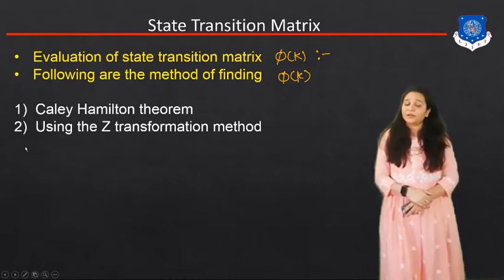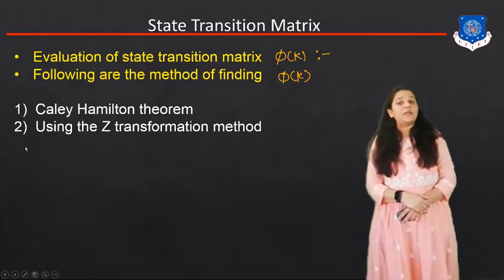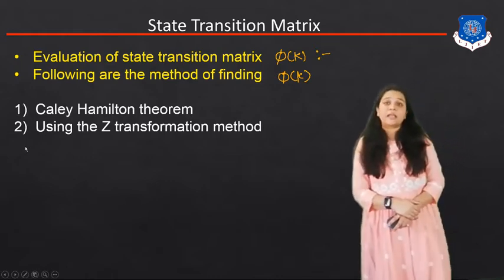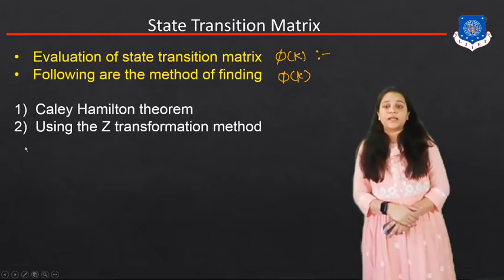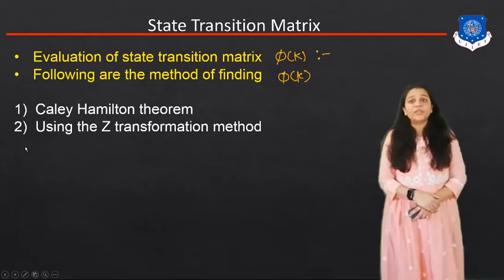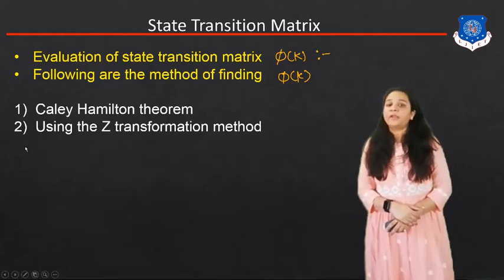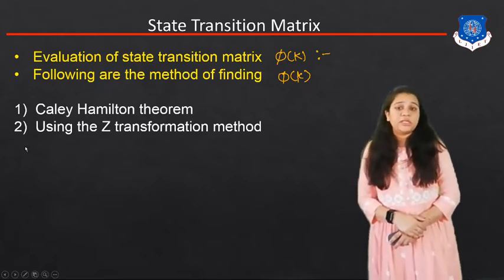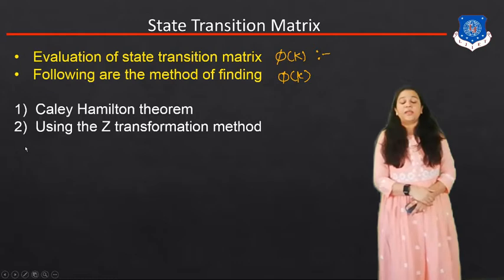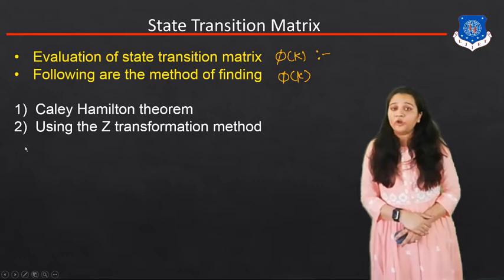The following methods are used to find the state transition matrix, which is known as phi of k. We can use two methods. The first one is the Cayley-Hamilton method, and the second one is the Z transformation method. We studied in the last example how the Cayley-Hamilton method is applied to find phi of k, or G raised to k, and then the value of y of k. Today we will study the Z transformation method to find the state transition matrix.